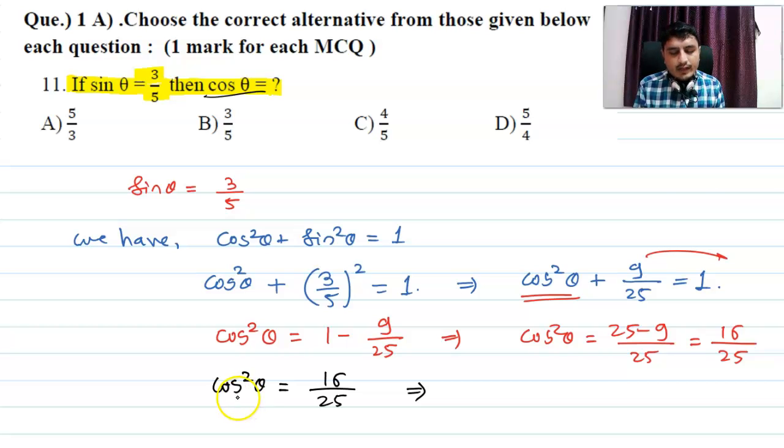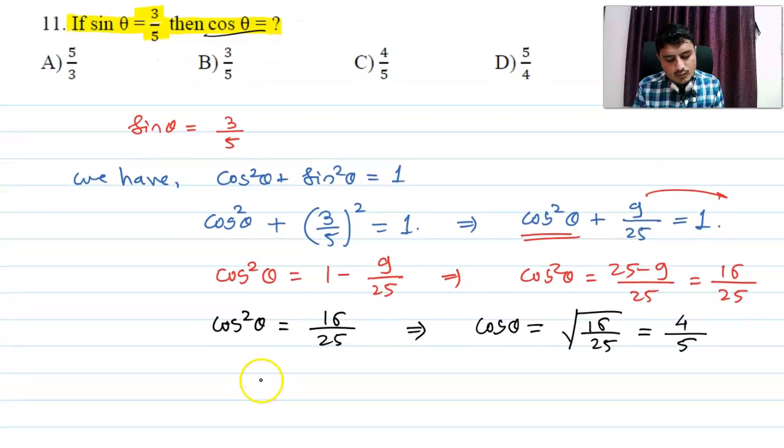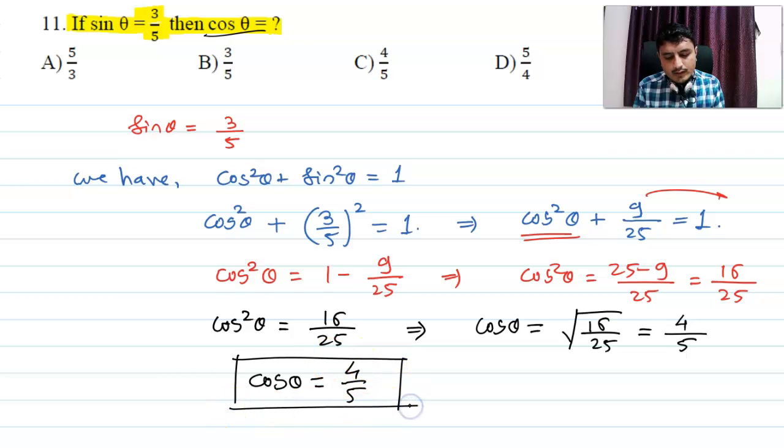We have to evaluate the single value of cos theta, so let's take the square root on both sides to cancel out the square. The square root of cos square theta is cos theta, while the square root of 16 divided by 25, separating numerator and denominator, is 4 divided by 5. So the value of cos theta is 4 by 5. Looking at the choices, the correct choice code is C, that is 4 upon 5.